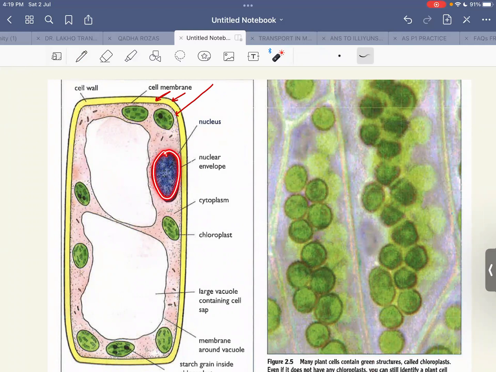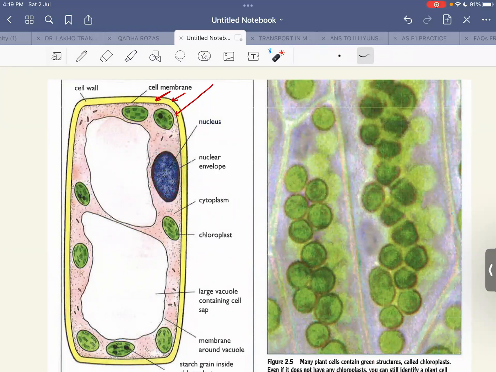Again, reminding you, the nucleus is an organelle which controls all the activities of a cell. And when I say all the activities, what I mean is that it controls cell division, cell growth, and repair of worn out parts, right? So everything is under control of the nucleus. The nucleus also contains DNA or chromosomes, the genetic material of every plant or animal cell.